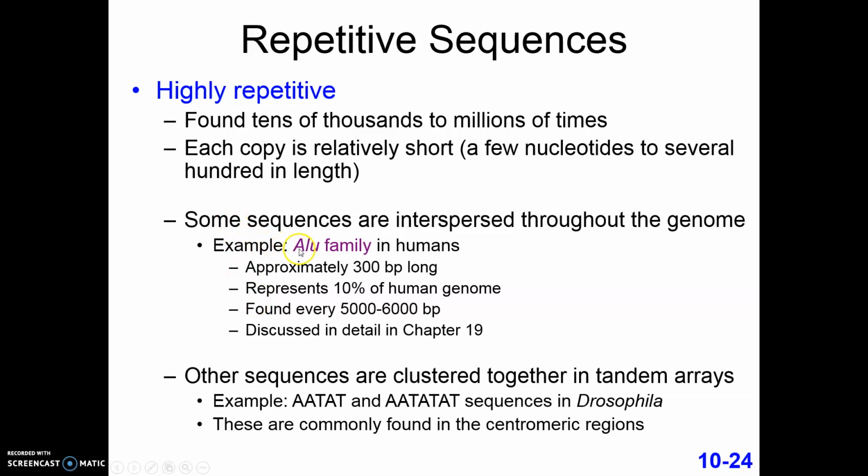One is this thing that we call the Alu family in humans. There's a region of DNA about 300 base pairs long. That sequence occurs over and over and over again, taking up about 10% of our entire genome. These are found fairly regularly, every 5,000 to 6,000 base pairs. And we'll go into these repetitive sequences a little bit later on.